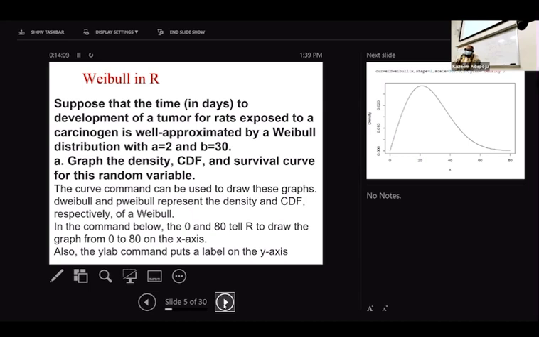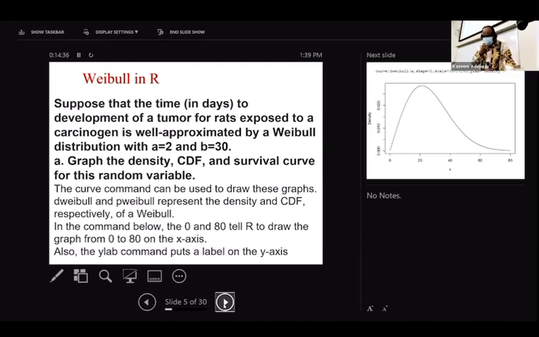So Weibull will allow the failure rate to increase over time or decrease over time, depending on the values of alpha, the shape parameter. If alpha is greater than 1, the failure rate will increase over time. If alpha is less than 1, then the failure rate decreases over time. Okay, I just wanted to say that.